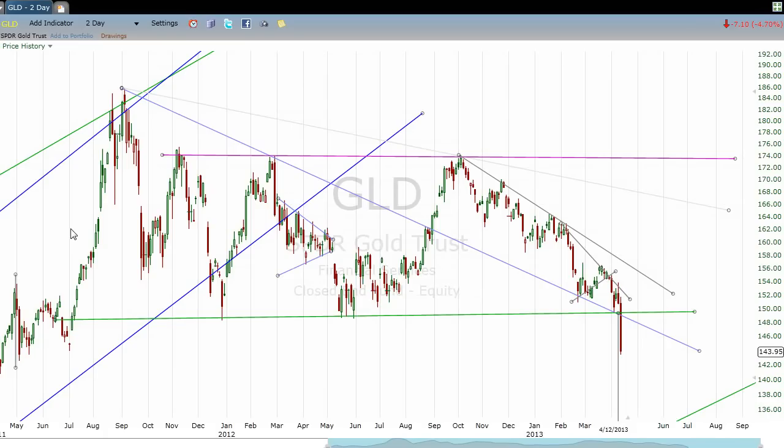Let's not talk about gold, let's talk about GLD, because that's what the chart is. It looked to me like GLD should not trade lower than 149, and if it did, then things were likely to start to come unglued, and indeed that is what happened.